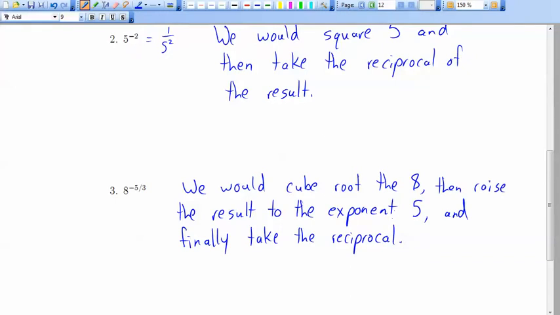Again, please spend plenty of time practicing these exponent laws. They can only be learned through extensive practice.